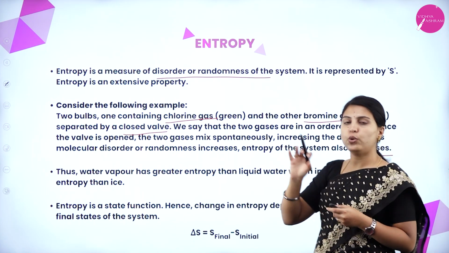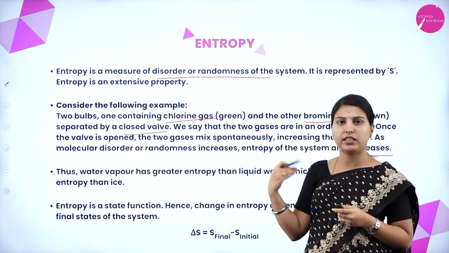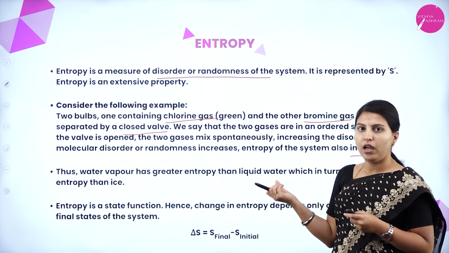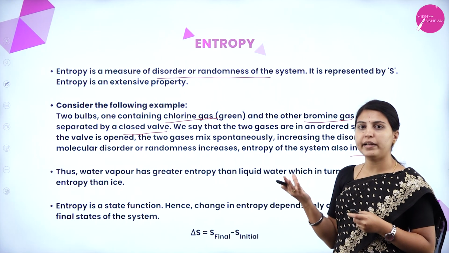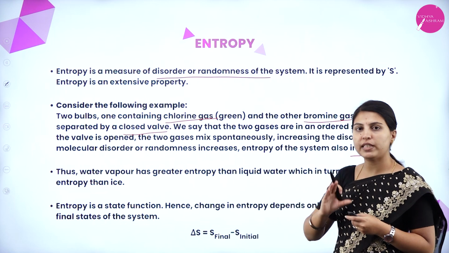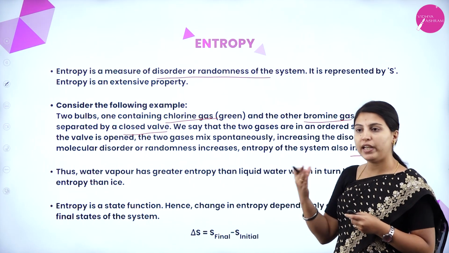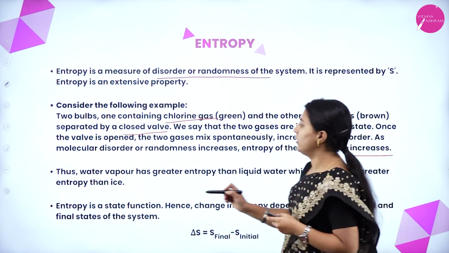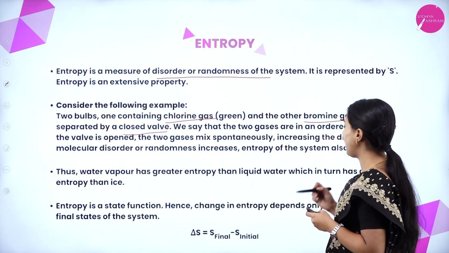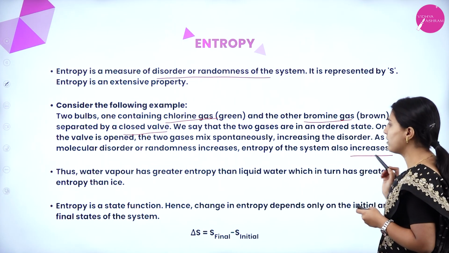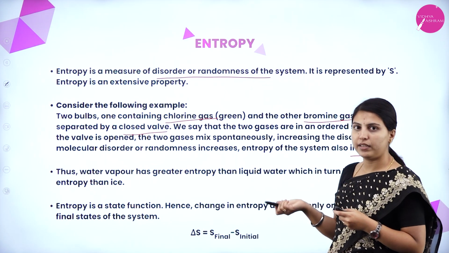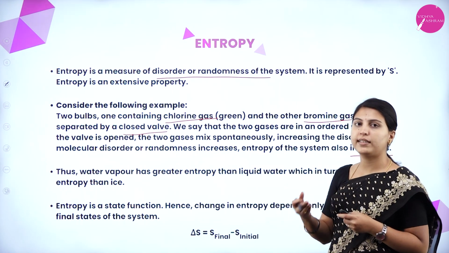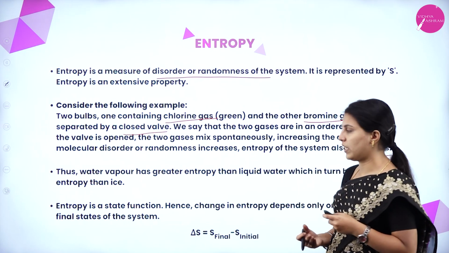What are they telling? Two bulbs, one is chlorine gas, another bromine gas, with the closed valve. When that valve is opened, the disorderness or randomness of molecules will take place. Obviously, the two gases will mix. Whenever the randomness is increased, obviously entropy will also increase. Thus, water vapor has greater entropy than liquid water, which in turn has greater entropy than ice. Yes, in the gas, entropy is more because the randomness is more than in the liquid state or solid state.